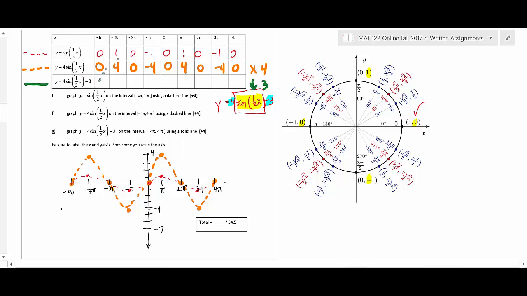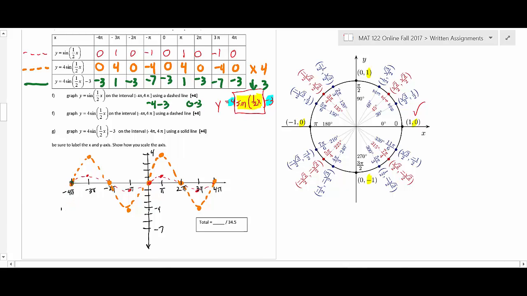So all the y values go down by 3. You're subtracting. So you're doing 0 minus 3 is -3. 4 minus 3 is 1. 0 minus 3 is -1. -4 minus 3 is -7. 0 minus 3 is -3. So you just do this in your head. 4 minus 3 is 1. 0 minus 3 is -3. This would be -7. -3 like that.